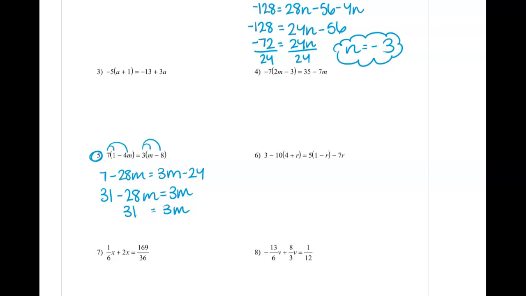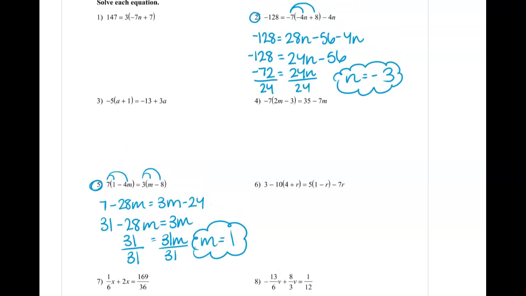Sorry, 3m plus 28m is not 3. 3m plus 28m is 31m. Divide both sides by 31, so m equals 1. Okay. Hopefully these are pretty familiar types of equations. Again, the key is just trying not to make mistakes. I was doing some of these yesterday, and in my brain I was convinced 6 times 3 was 24. It's not, it's 18, so just watch for the little mistakes.